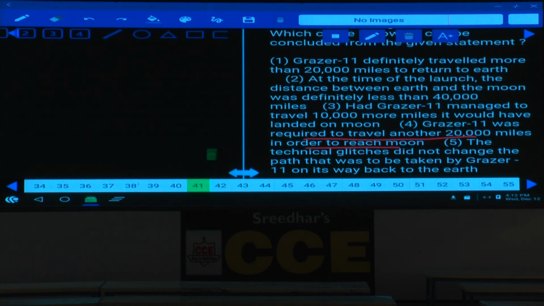Fifth one, the technical glitches did not change the path that was to be taken by Grazer 11 on its way back to the Earth. That information is not known. Whether it traveled in the same path or in the other path, that is not clearly known. And this also cannot be concluded. Then what is your answer here? Only conclusion 2.